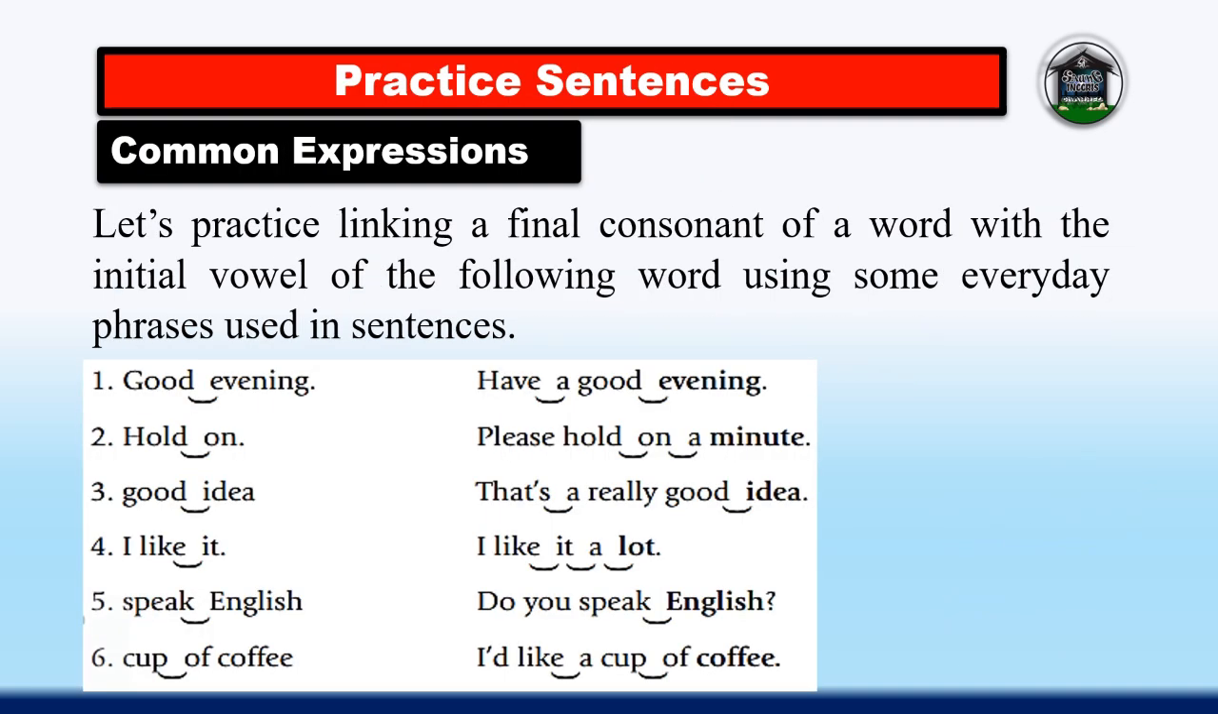Practice sentences with common expressions. Let's practice linking a final consonant of a word with the initial vowel of the following word using some everyday phrases used in sentences. First, you will hear them pronounced separately, and then together, natural and linked, and then in a sentence. "Good evening" sounds like "good evening." Have a good evening. "Hold on" sounds like "hold on." Please hold on a minute. "Good idea" sounds like "good idea." That's a really good idea. "I like it" sounds like "I like it." I like it a lot.